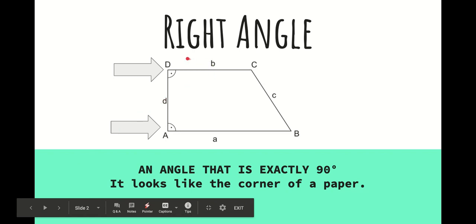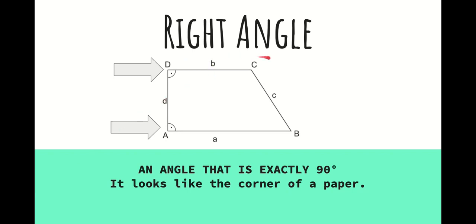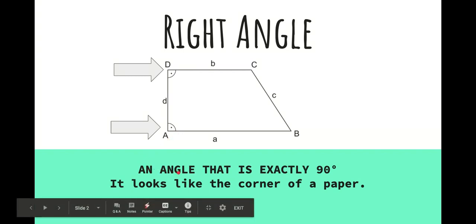This is called a right angle. If you study geometry, this is one of the most important angles that we talk about all the time. A right angle has corners that look like a perfect corner, just like a piece of paper. In fact, the definition is an angle that is exactly 90 degrees. It looks like the corner of a paper.